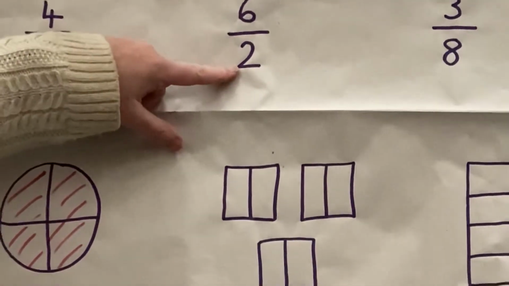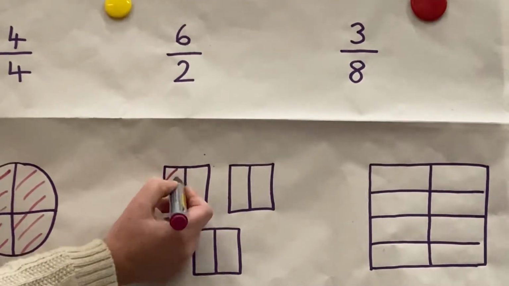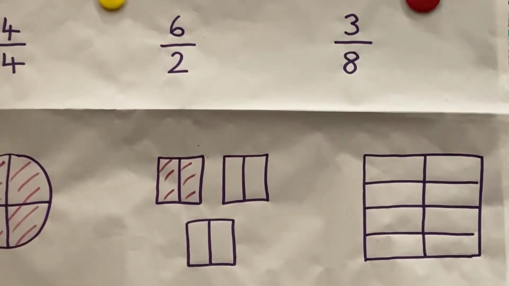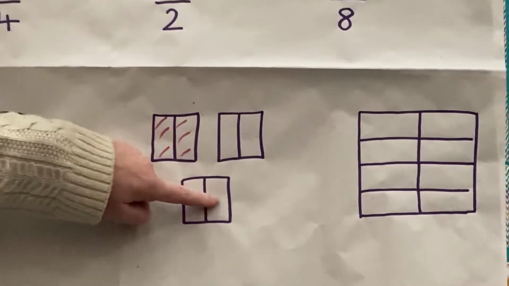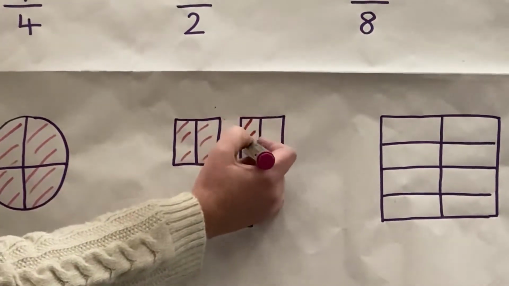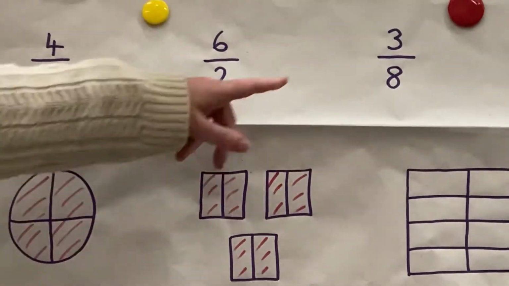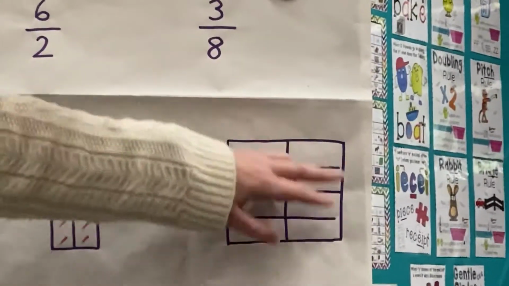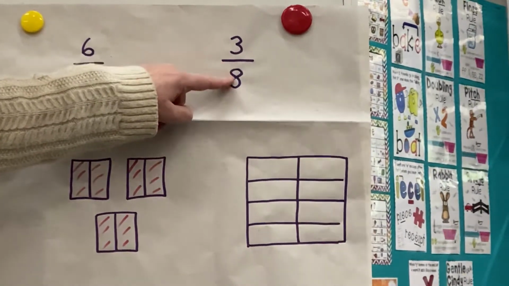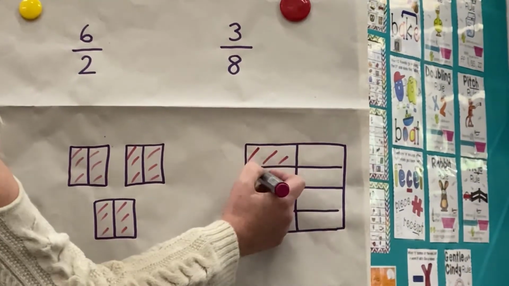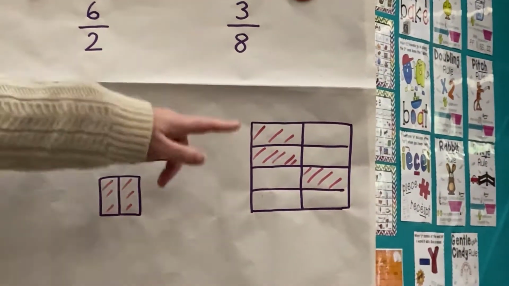6 halves. Well, to get 2 halves, that's one whole thing. But I had to draw 6 halves. 1, 2, 3, 4, 5, 6 halves. So I've had to draw more than one shape to get my 6 halves. 3 out of 8, the shape goes into 8s, 8 pieces, that's the denominator, and it's 3 out of 8. 1, 2, I can put one over here, 3. There's 3 out of 8 coloured in.